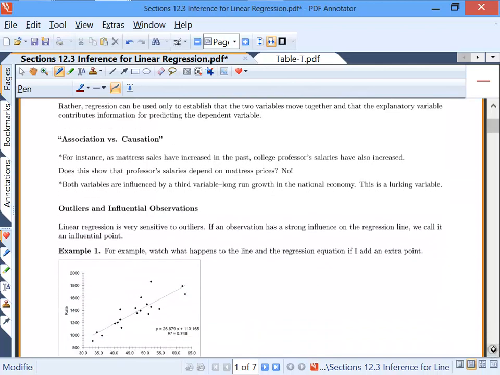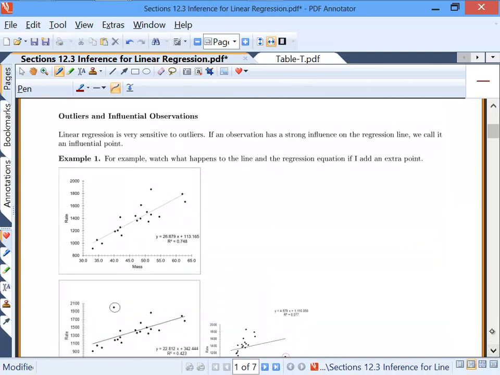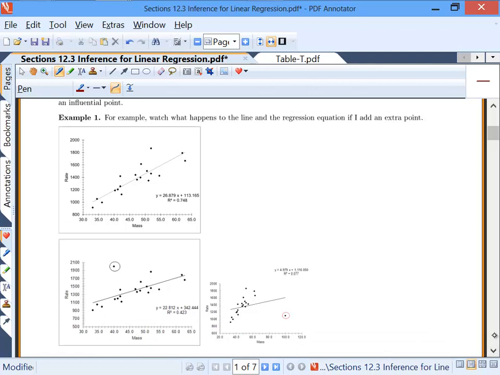Okay. So as one note, the other note is about outliers and influential observations. So linear regression is very sensitive to outliers. If an observation has a strong influence on the regression line, we call it an influential point. So, for example, watch what happens to the line if I add an extra point. So we start with this data set. Here's my line. Seems to fit it pretty well. You can see the actual equation of the line.